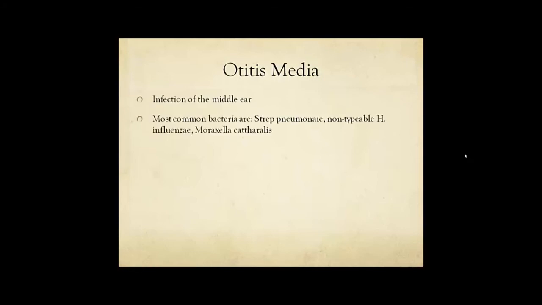All right, so moving on to our last topic, which is otitis media, aka middle ear infections. It's an infection of the middle ear. The most common bacteria that you see in it are strep pneumonia, non-typable H. flu, and Moraxella. Although viral infections are more common than bacterial, when bacteria do spring up, these are the three you're most likely to see.